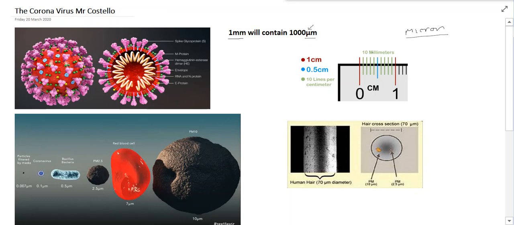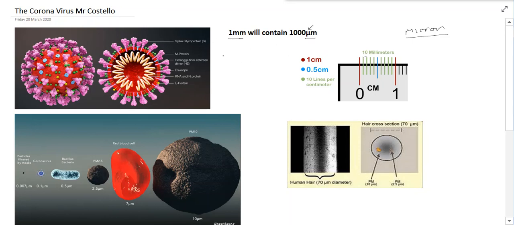Now, just to put it into context how small one micrometer is. If we think about 1 millimeter, it's this tiny space here between two of these green lines. From one of these green lines to the other, that's 1 millimeter. So think about how tiny that is. Within that, you would be able to fit 1,000 micrometers. Another way to think about it is, if you were to take this tiny space in between a millimeter and break that up into 1,000 parts, one of those 1,000 parts is 1 micron.